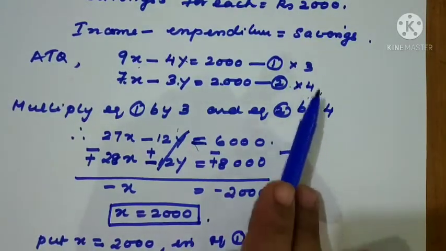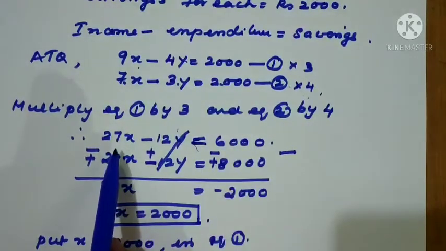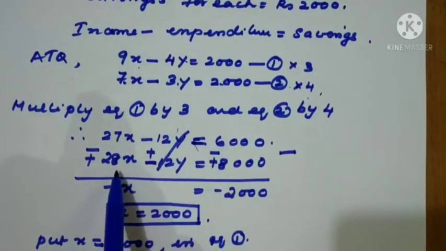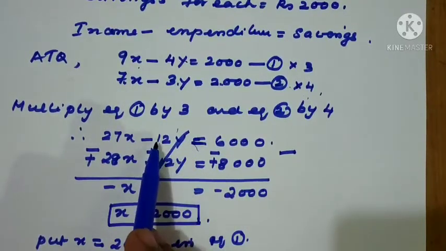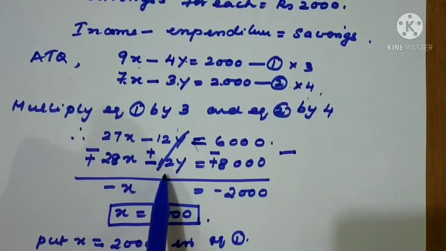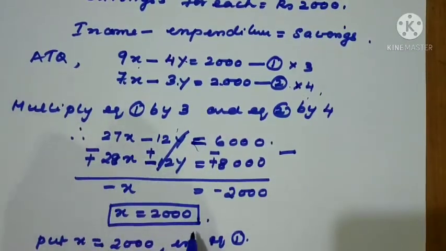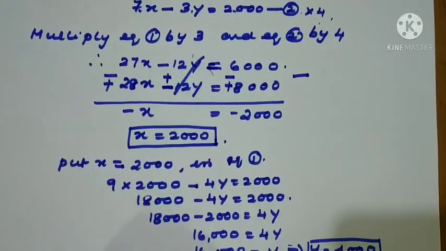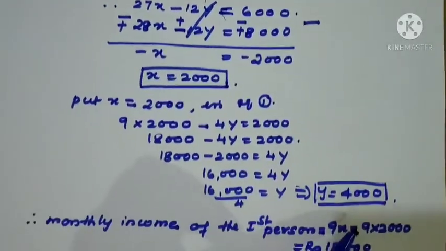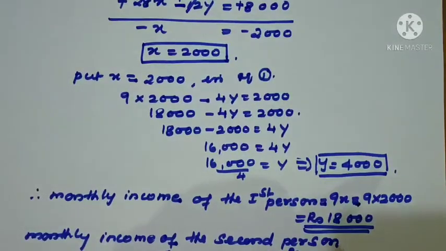We want to make the coefficients equal, so we multiply with 3 and 4 respectively. We got 27x minus 12y equal to 6000, and 28x minus 12y equal to 8000. The coefficients of y have the same sign and same number, so for cancelling we should do subtraction. Opposite signs will come. Solving, x is equal to 2000, and similarly y equal to 4000.